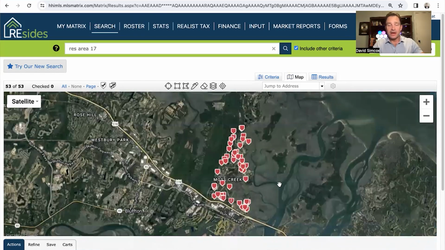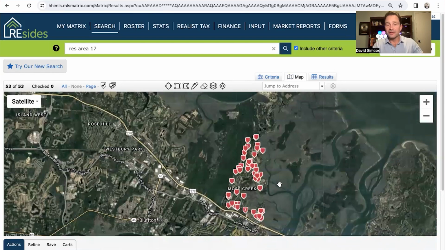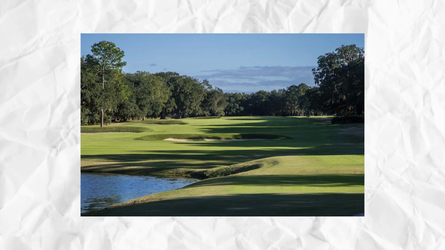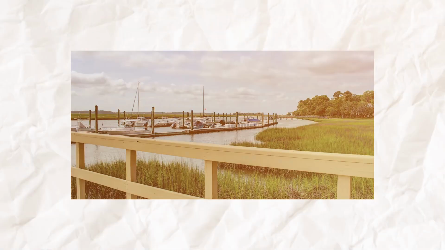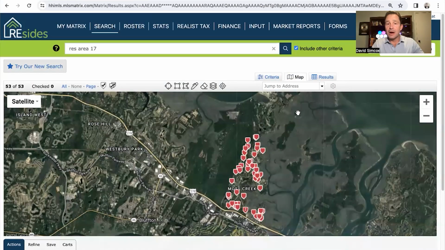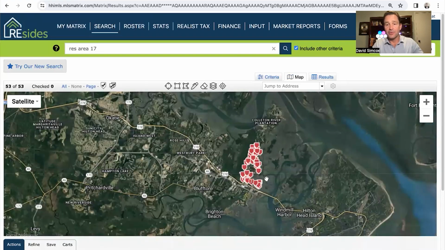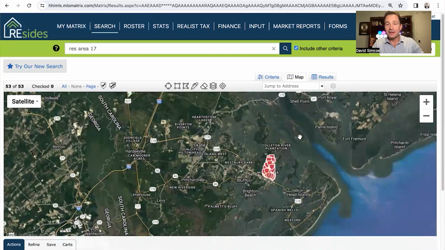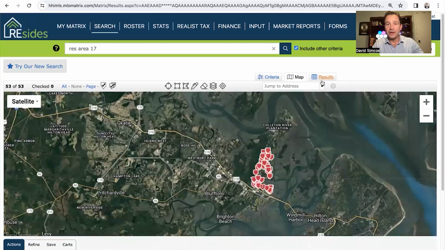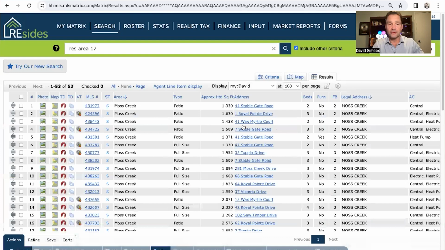And if I zoom in, lots of great amenities, lots of fun things to do. It is a private club. They do have golf out there, pickleball, tennis, boating, everything and anything you want to do. And quite a few transactions here, as you can see, so a lot of different opportunities to buy. And if I zoom in here, we'll go ahead and look at the results in Moss Creek.